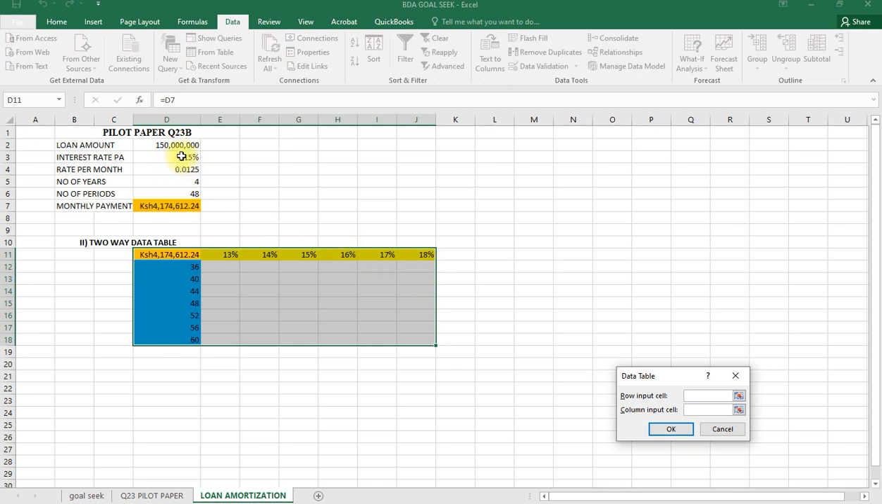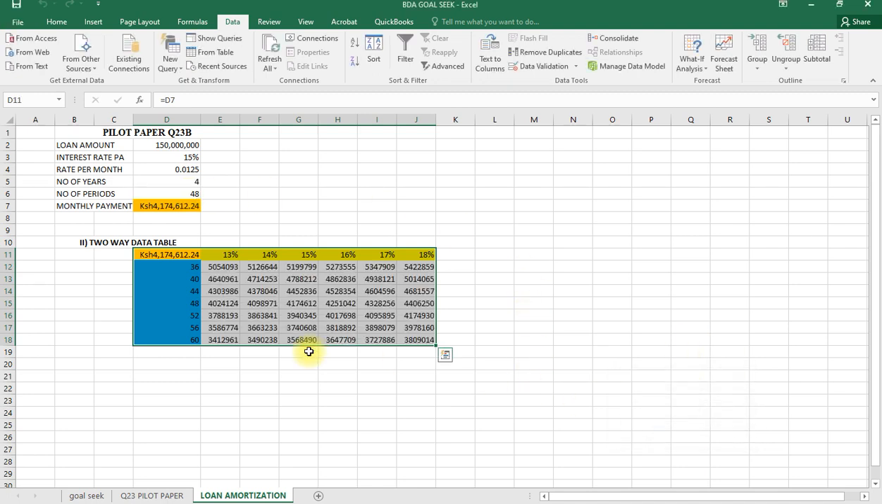We use the initial rate that we had per annum. So I will put that rate, which was 15% per annum, and on the column I will put the number of periods, and we had the number of periods as 48 months, and I will click OK, and you will see the magic, the table automatically will fill itself. And that is how you deal with analysis under the two-way data table.